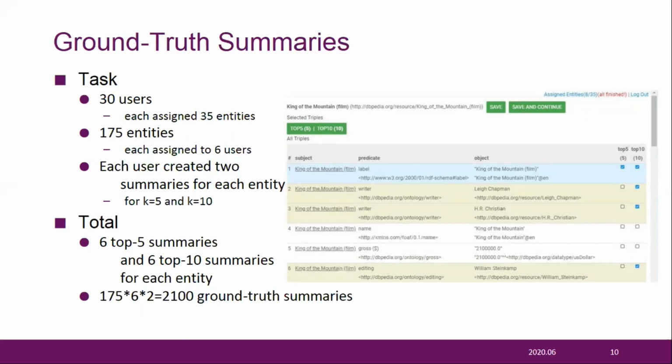We implemented a web application to help users to read and select triples, and this figure shows a screenshot of the interface. Finally, we get 6 top 5 summaries and 6 top 10 summaries for each entity, and the total number of ground truth summaries is 2,100.